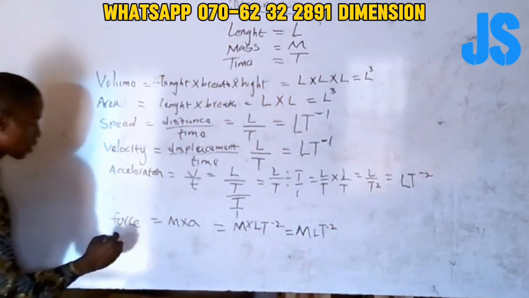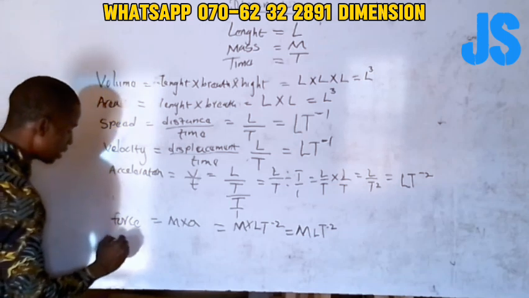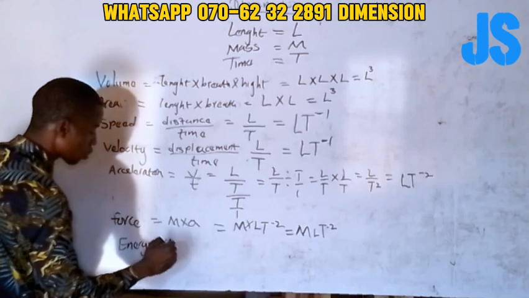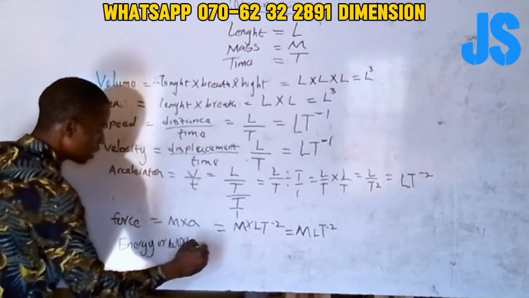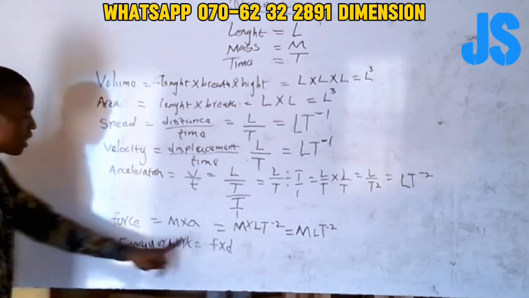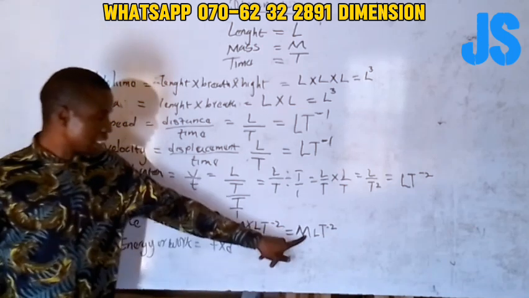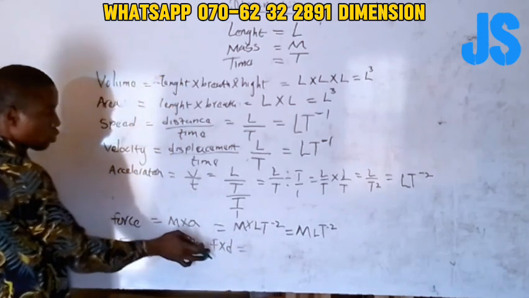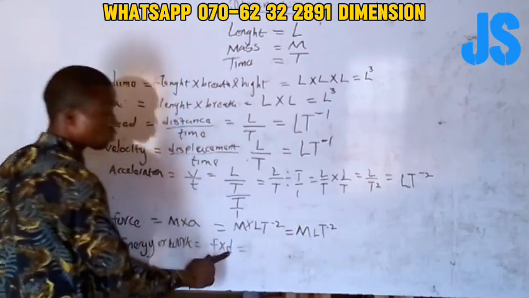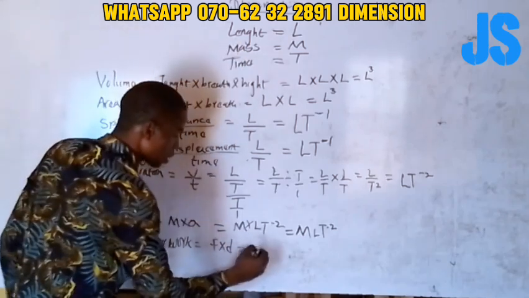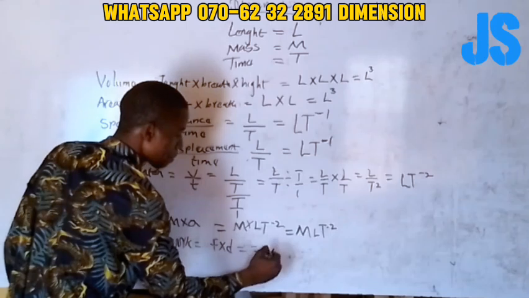Now, another one is energy or work. They are the same. It is force times distance. Remember, the dimension of force is this, and times the dimension of distance, which is L. Force is M L T minus 2.